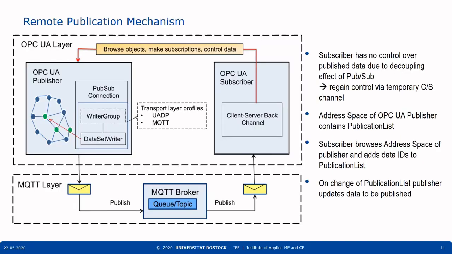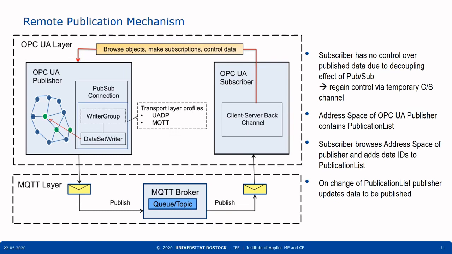After we verified the functionality of our implementation, we thought of another extension, and we called it the remote publication mechanism. Basically, it is a functionality to remote control the publishing of the publisher. So we want to select, as a subscriber, which information is published by the publisher. Currently, the subscriber has no control over the published data due to the basic concepts of the publish-subscribe communication pattern.